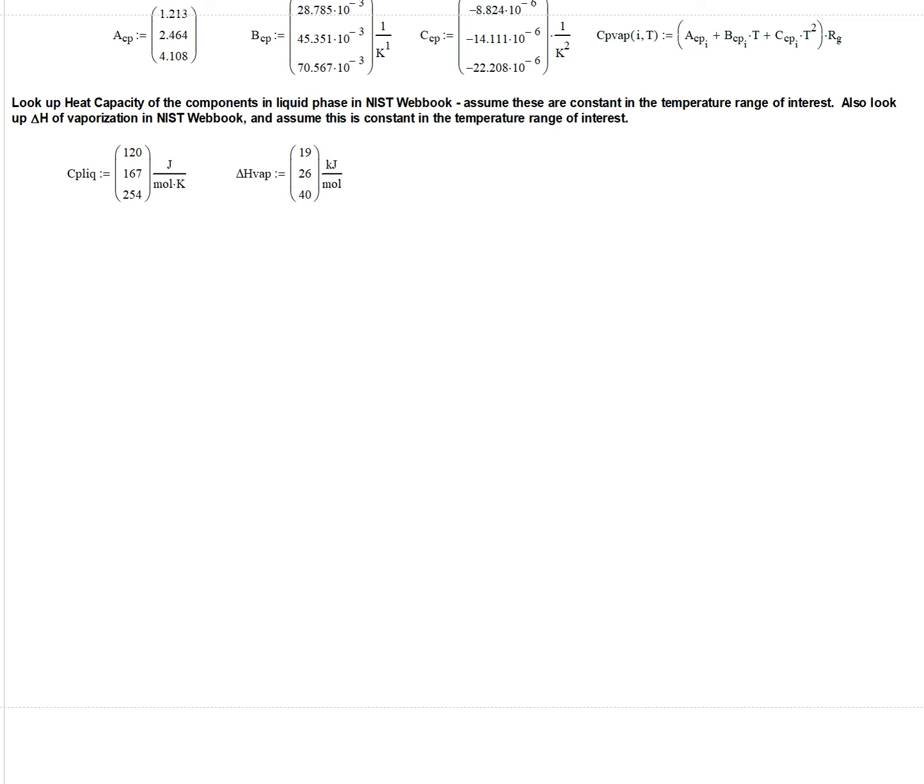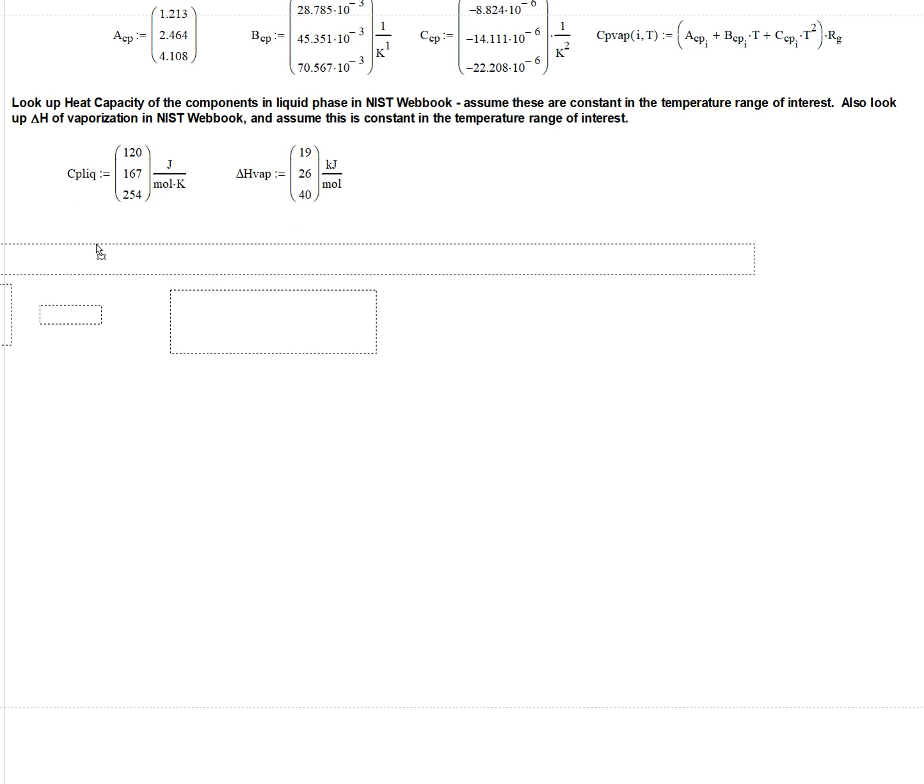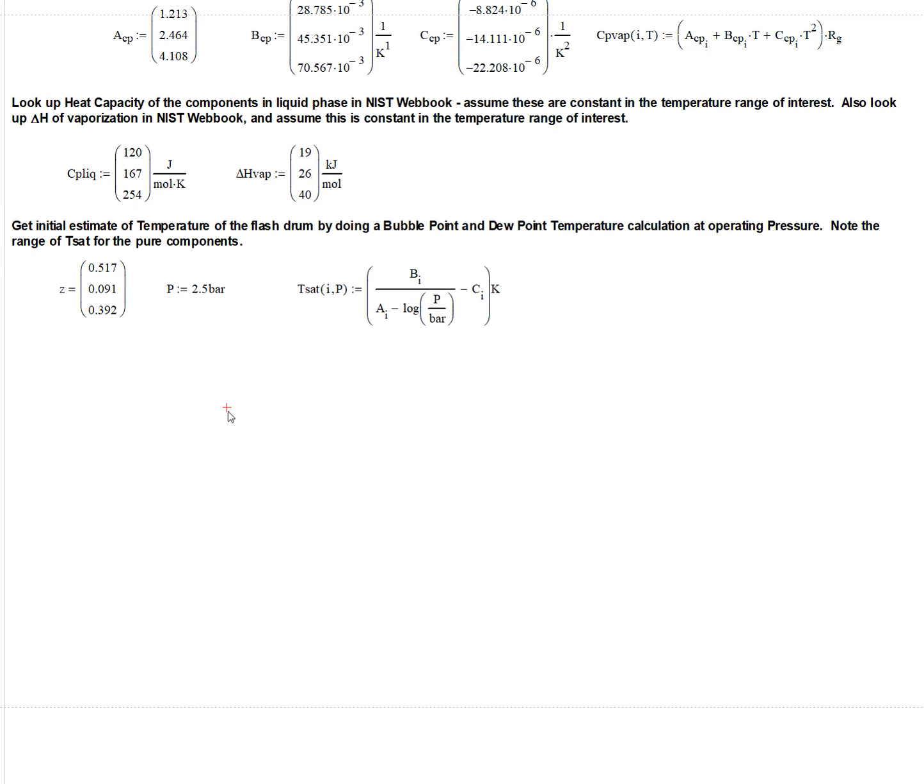Now, the first thing that we can do is get an estimate of what the flash drum temperature is by doing a bubble point and dew point temperature calculation at the flash drum's operating pressure. We know that for that liquid stream to be able to separate into two phases, that temperature has to be between the bubble point and dew point temperature at that operating pressure. And so to get that, we need to do those calculations.